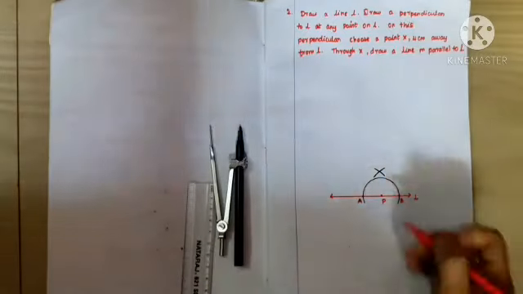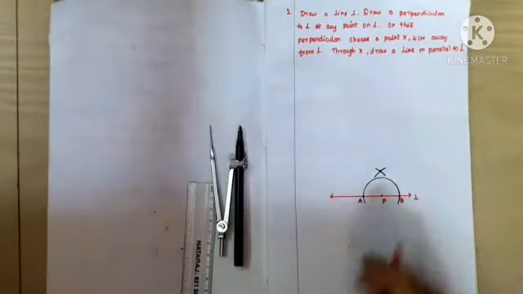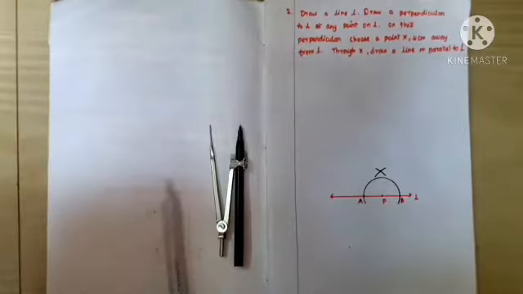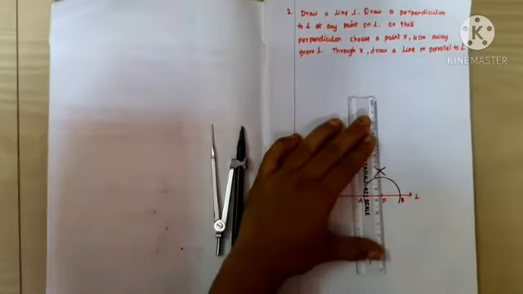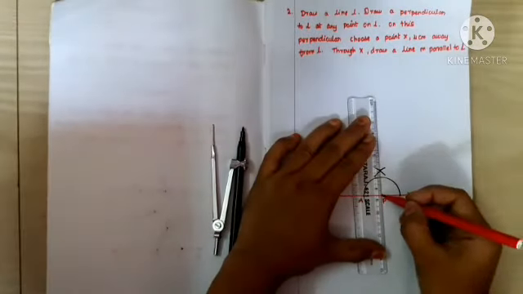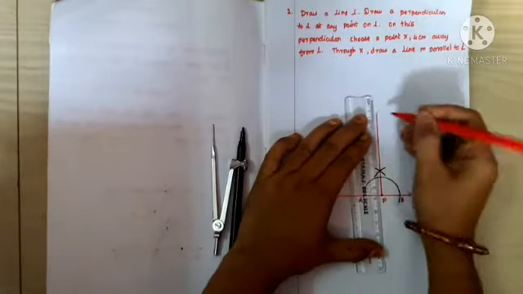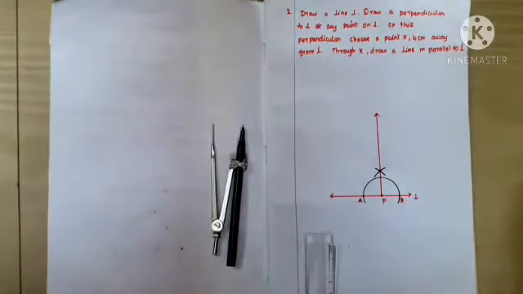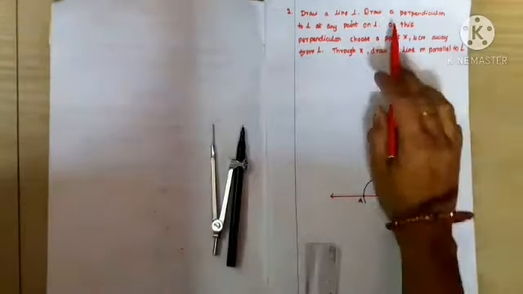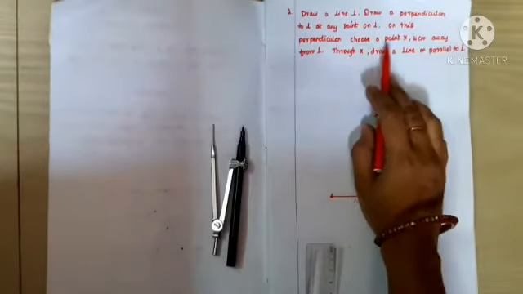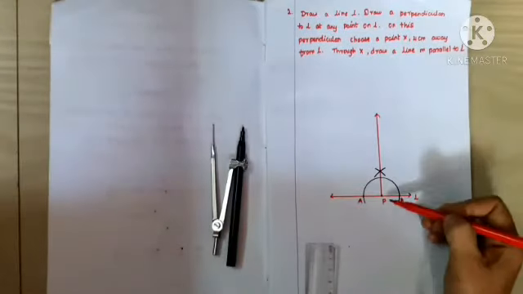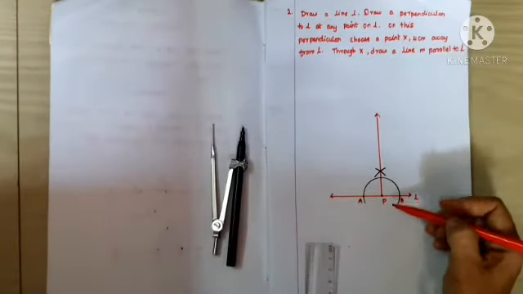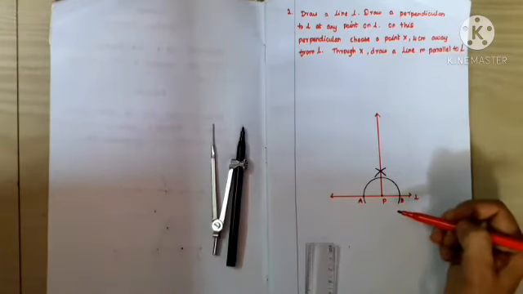Now the two arcs are cutting each other, and mark that intersection point. Now join these 2 points. So that is the perpendicular line. Now next, on this perpendicular choose a point X. So in this perpendicular line we are going to choose one more point, that is X.